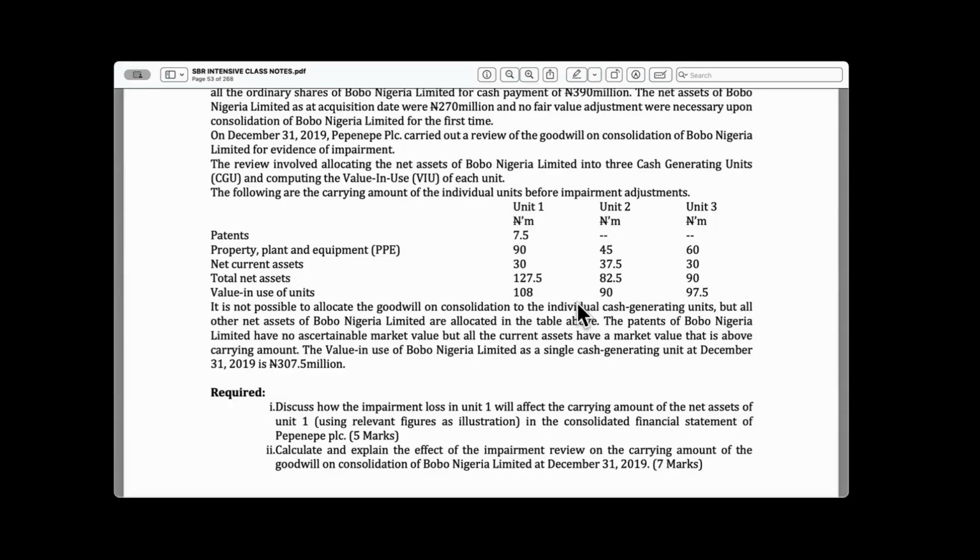The way we allocate is, since unit one already has its own impairment, we impair it the way we did before. We impair patents first, that is the 7.5, and the amount impaired in PPE next. Then the balance will go to the goodwill. If there is any value remaining after we have impaired all the goodwill, it will go back to the balance on the PPE. That's how we do it.